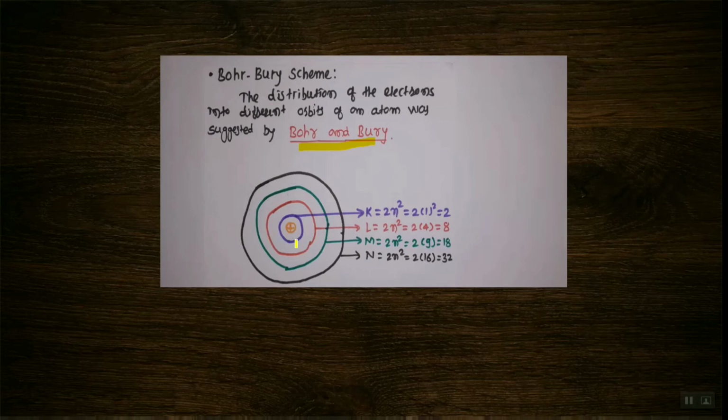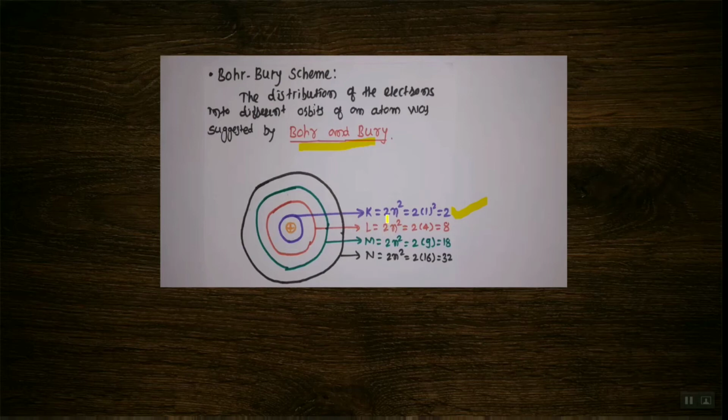So this is an atom, this is the nucleus with protons, and this is the first energy level, first shell, first orbit. The name is K, and the number of electrons is given by 2n squared, where n is the number of the shell. Here n is 1, so 2 into 1 is 2. So how many electrons will be in the K shell? 2 electrons can revolve in the first energy level, the first shell.